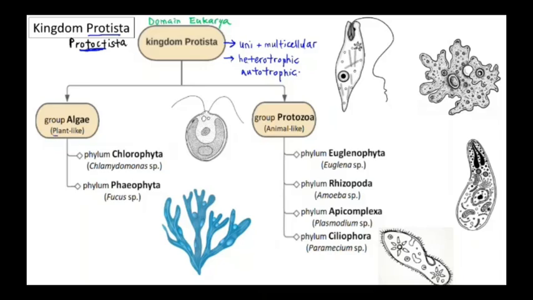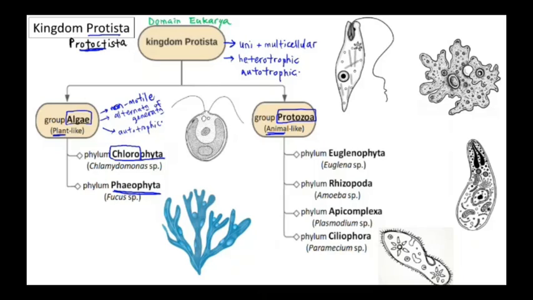One that is plant-like, we call it the algae. Another one which is animal-like, these are the protozoa. Algae are plant-like because they are non-motile. They show alternation of generations in their life cycle, as well as their feeding mode is autotrophic, or we say photosynthetic. Examples here, we have the Phylum Chlorophyta, as well as Phylum Phaeophyta.